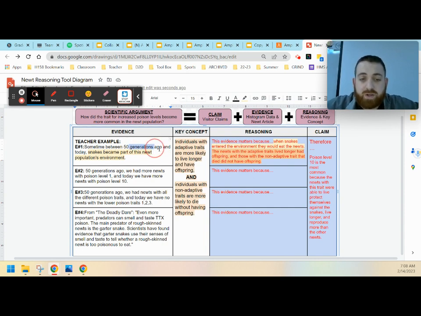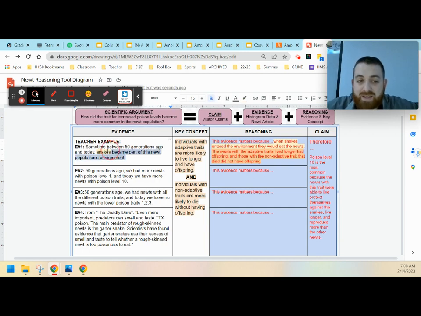Sometime between 50 generations ago and today, snakes became a part of the newt's population. Now, this is very important. We know this is a big reason for why we see the changes today. Our key concept says individuals with adaptive traits are more likely to live longer and have offspring, and individuals with non-adaptive traits are more likely to die without having offspring.